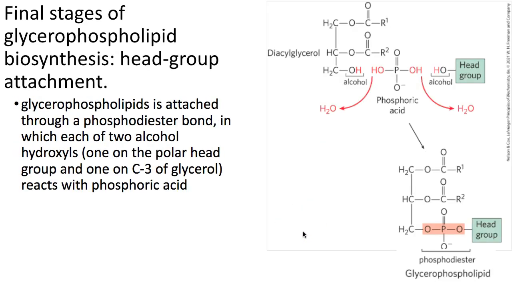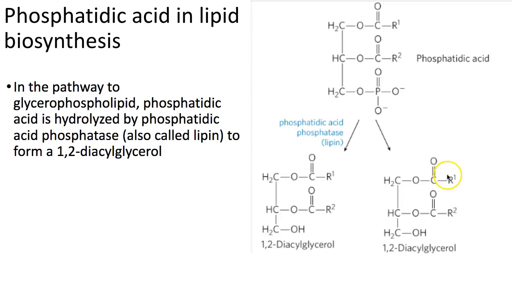And so in order to do that, it uses phosphoric acid and has a dehydration reaction where it forms the phosphodiester bond, and then there is another hydroxyl group that also goes through dehydration, and that has the head group, and then you have that final form of the glycerol phospholipids, where you have the hydrophilic head and the hydrophobic tail. And with that, that is the conclusion for part 2 of biosynthesis of lipids.